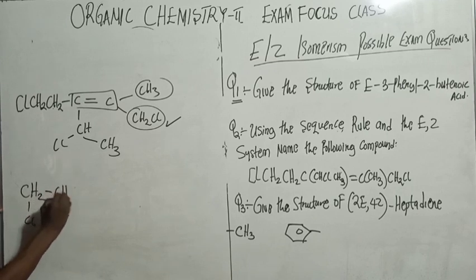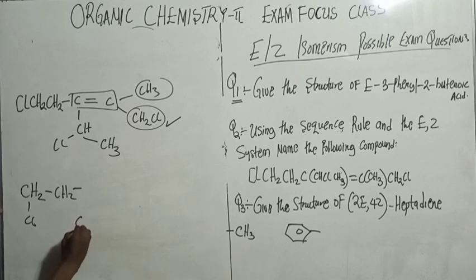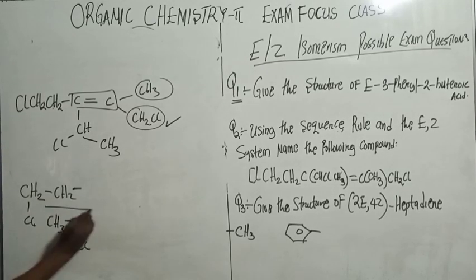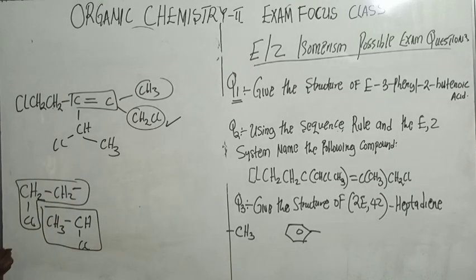Here we have a CH2. This is that, and this one is like CH Cl, and there we have CH3. So if you check it very well, these two are not the same. They are not the same.